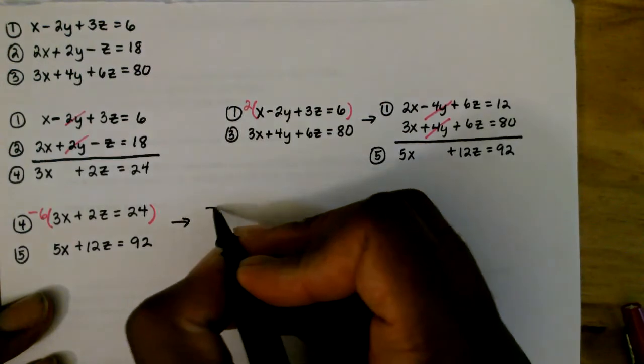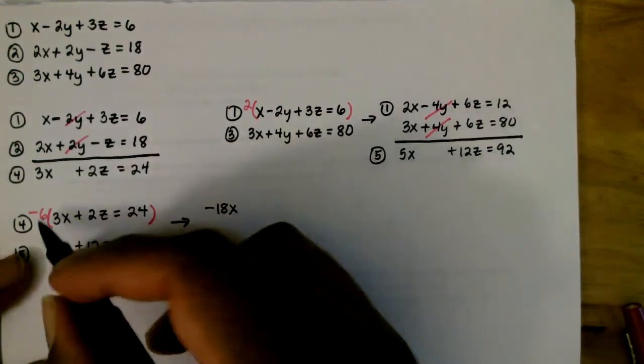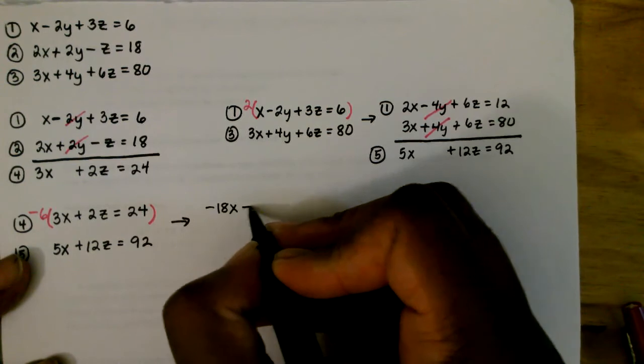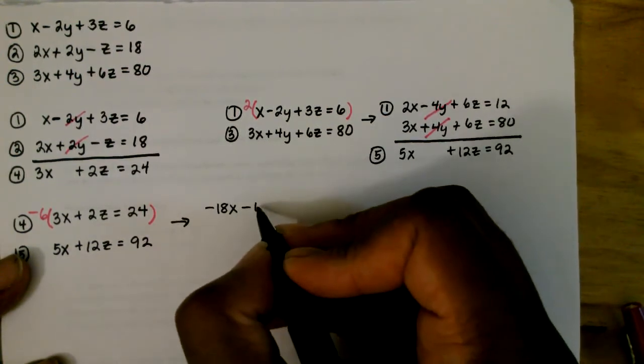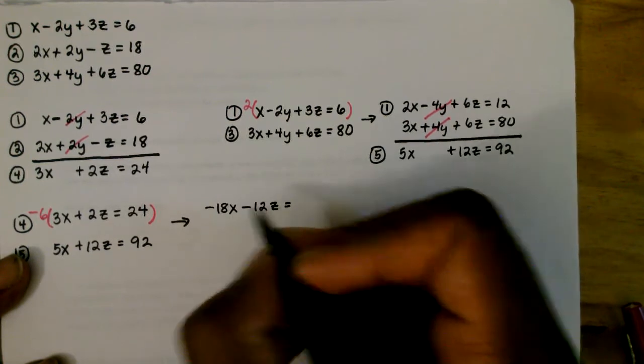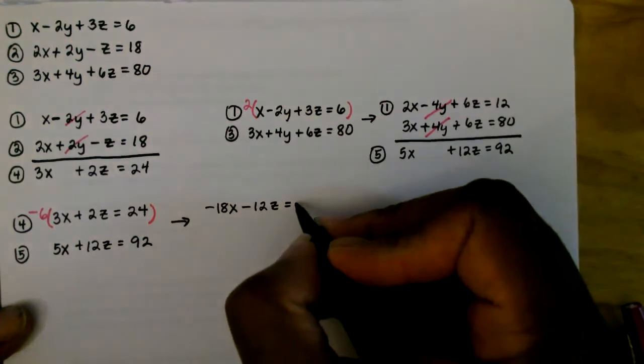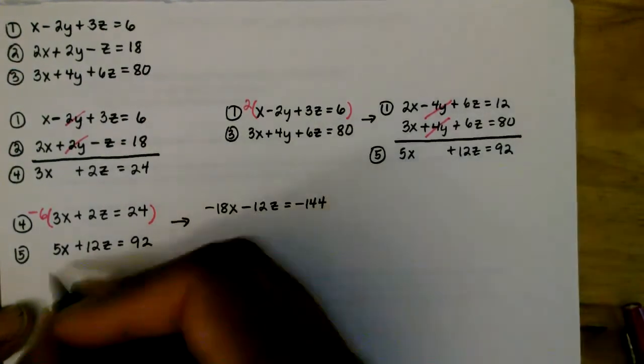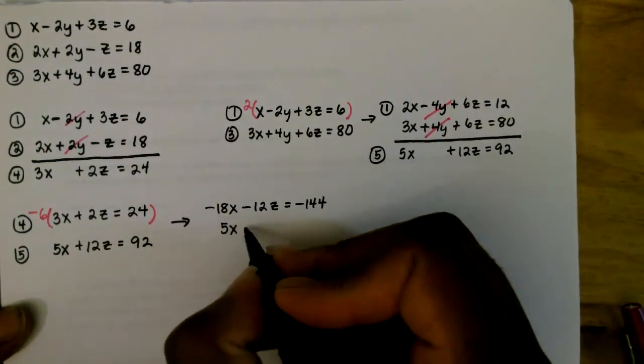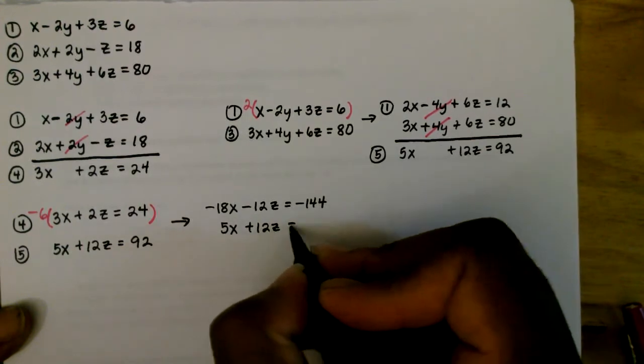-6 times 3x is -18x. -6 times 2z will be a minus 12z. And then -6 times 24. Okay. Give me my calculator. -6 times 24, that's -144. And then bring over that 5x plus 12z is equal to 92.